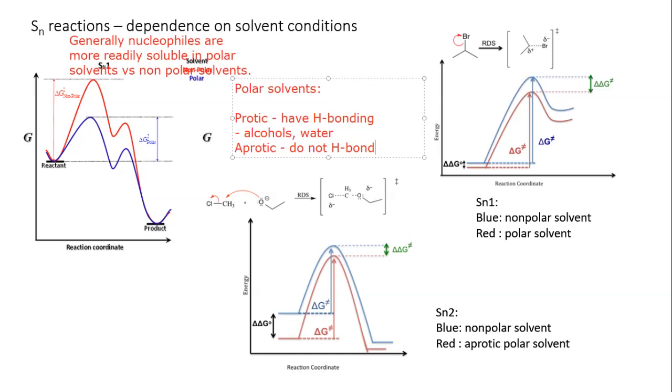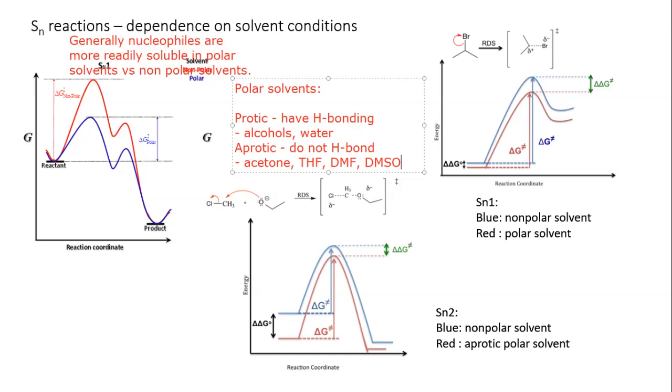Aprotic solvents are things like acetone, THF, DMF (dimethylformamide), DMSO, etc. So acetone, THF, DMF, and DMSO don't have hydrogen bonding. They're called aprotic polar solvents. They're polar, but they're aprotic because they don't have hydrogen bonding, whereas alcohols and water have hydrogen bonding.